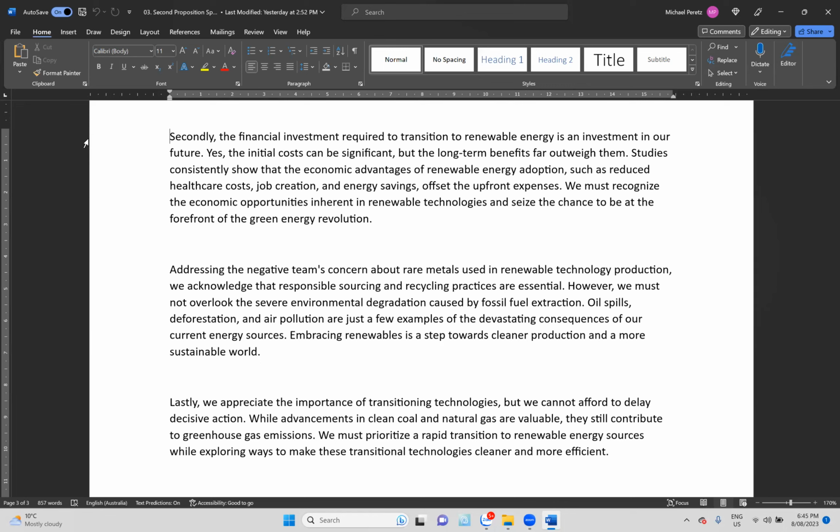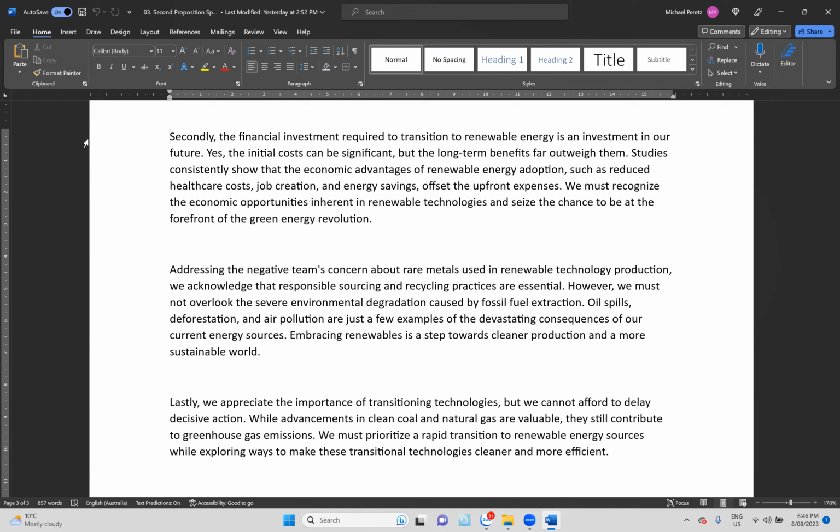We must recognize the economic opportunities inherent in renewable technologies, the chance to be at the forefront of the green energy revolution, addressing the negative team's concerns about rare metals used in renewable technology production.